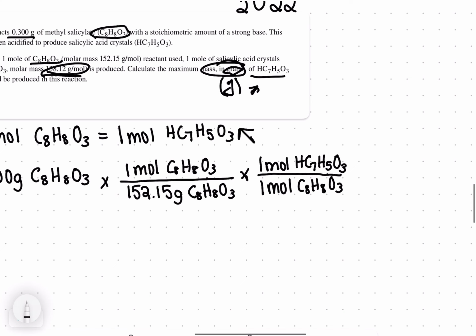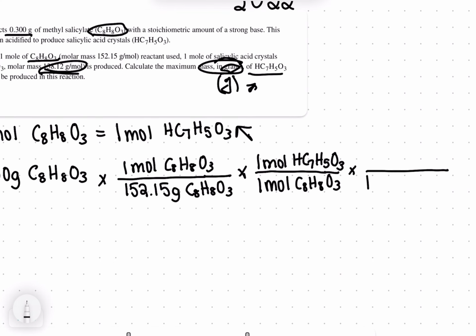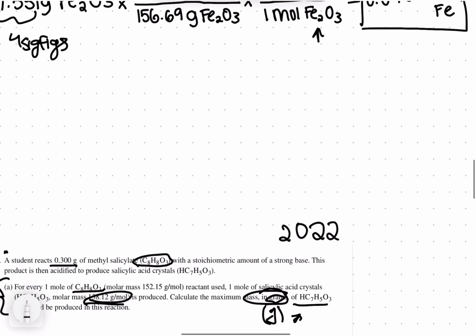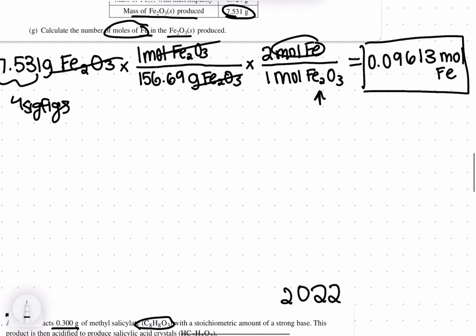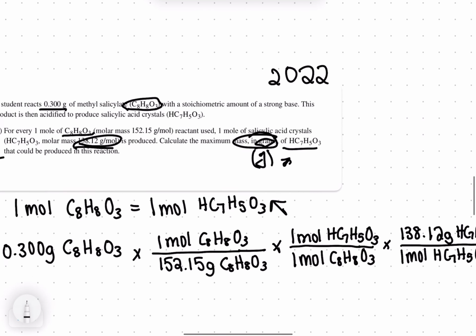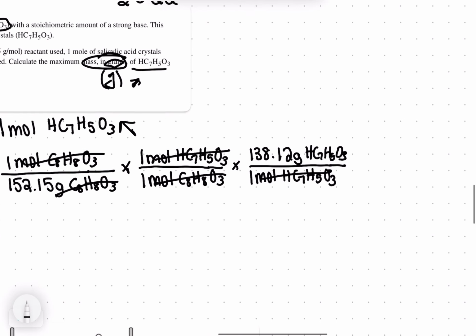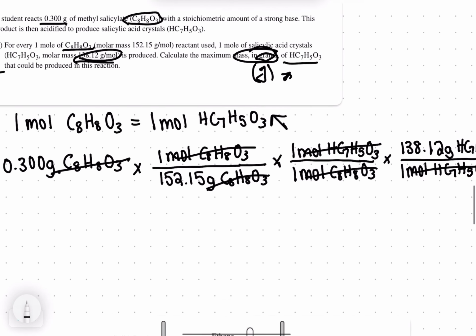So in 1 mole of HC7H5O3, we have 138.12 grams of HC7H5O3. It's kind of repetitive writing it out over and over again, but it prevents you from making mistakes. Okay, and let's do this whole crossing out. You know, we may have forgotten to do some crossing out here. It's the most fun part, and you're double checking to make sure that you got all your units right. So, grams, moles, final answer in grams.